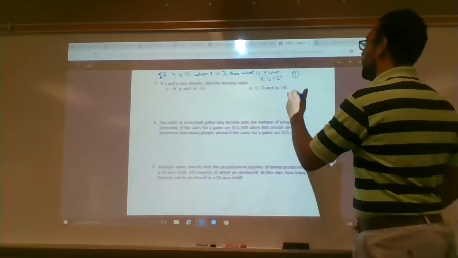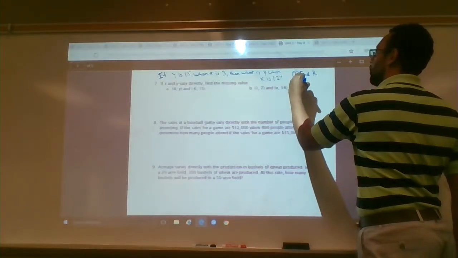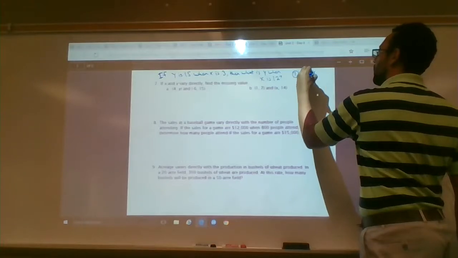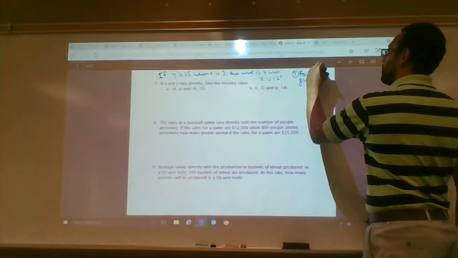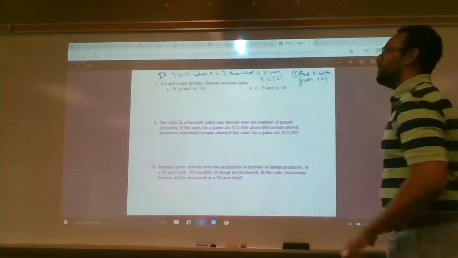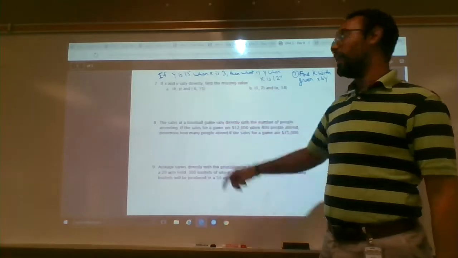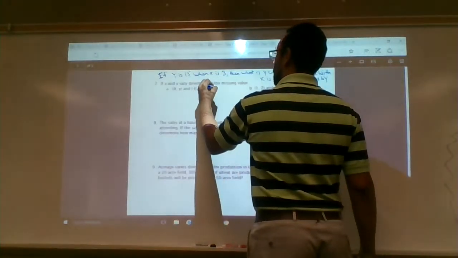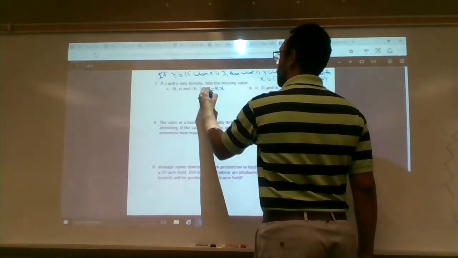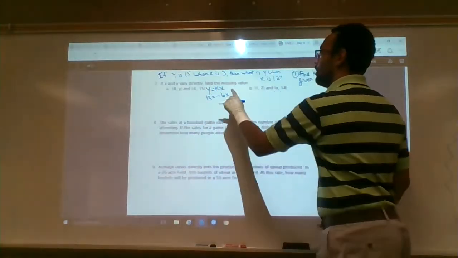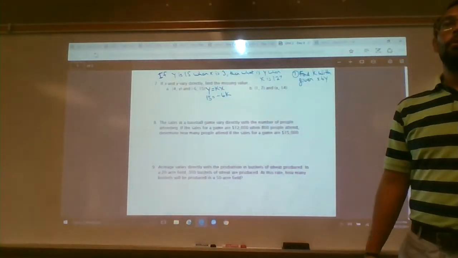Okay, so step 1, you find k with the given x and y. Find k with your given x and y. So you're given that x is negative 6, y is 15. You use the direct variation equation, y equals kx. y is 15, x is negative 6. Pardon me, that should be a k. You solve for k.